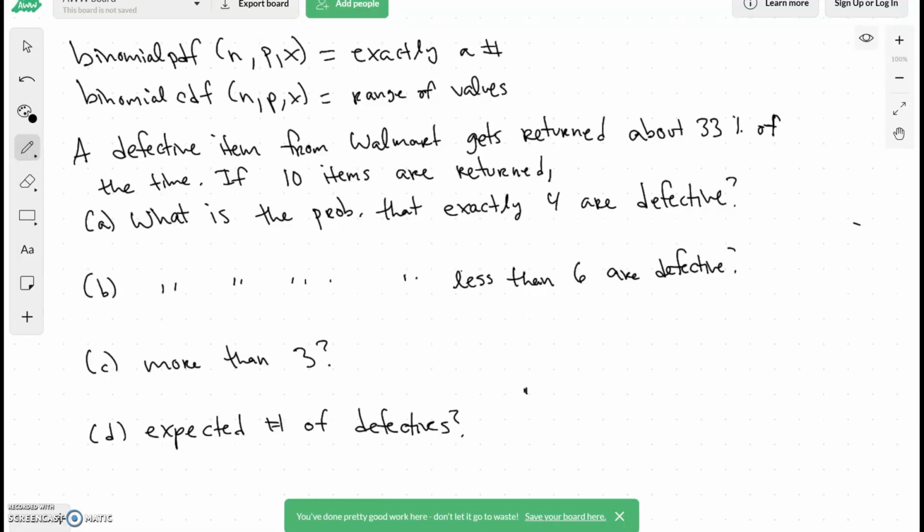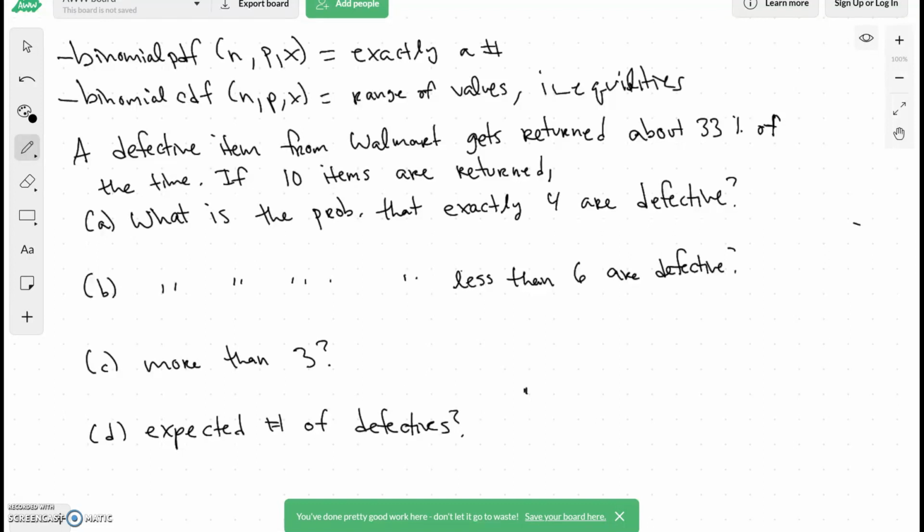Okay, you guys, so this is just a review of the binomial distribution. What we covered in class was that we will use binomial PDF whenever we have exactly a number. We will use binomial CDF if we have a range of values, in other words, an inequality, that's basically what we were working with.